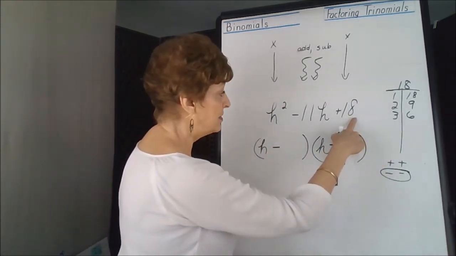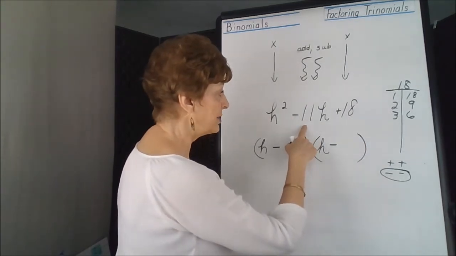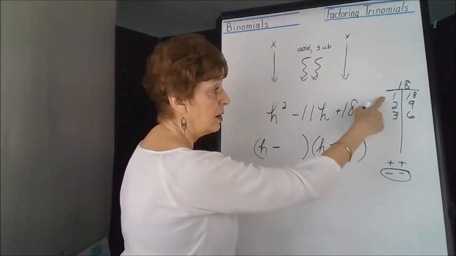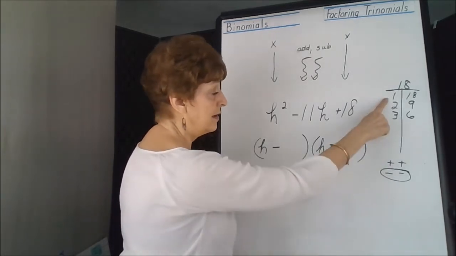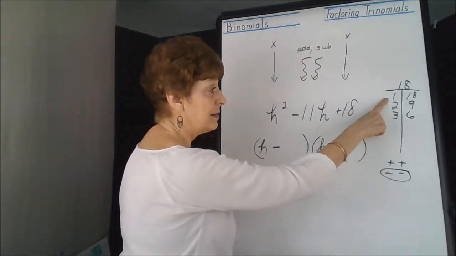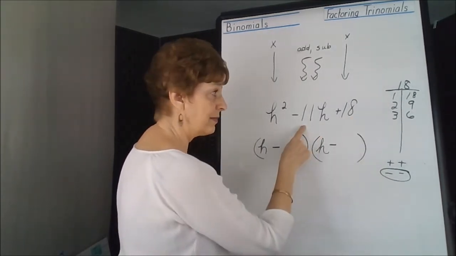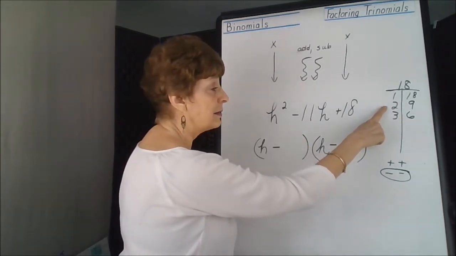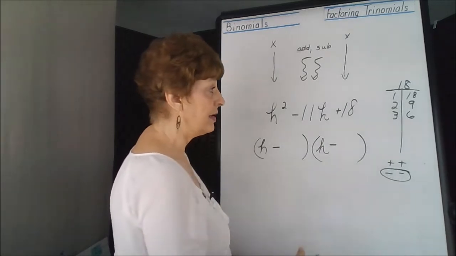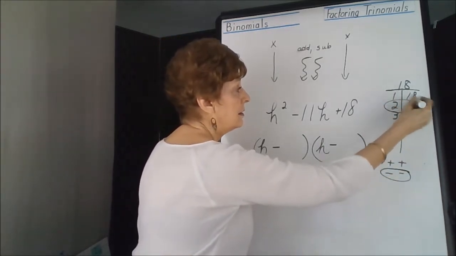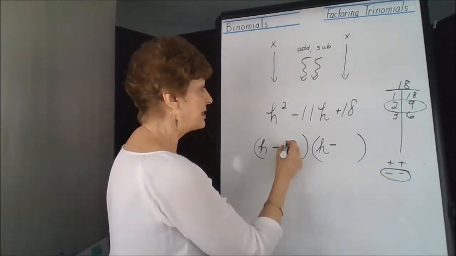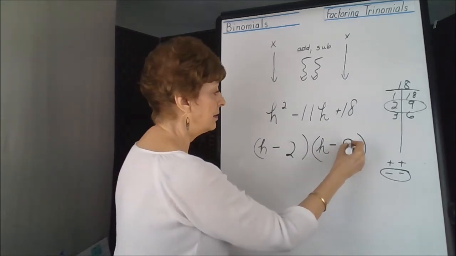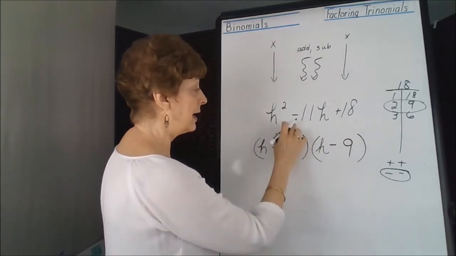But what gives me 11 when I add or subtract? Well, 1 plus 18 gives me 19, and 18 minus 1 is 17. I need 11. 2 plus 9 is 11. There it is. And both of the signs have to be negative because I need a negative 11.